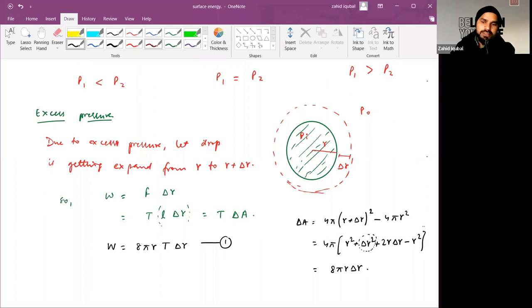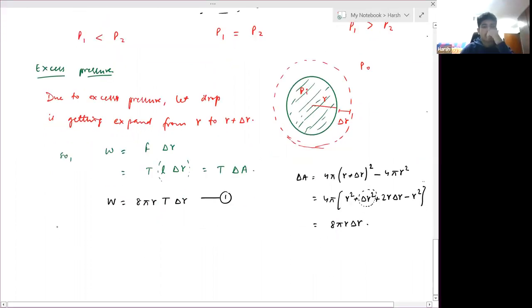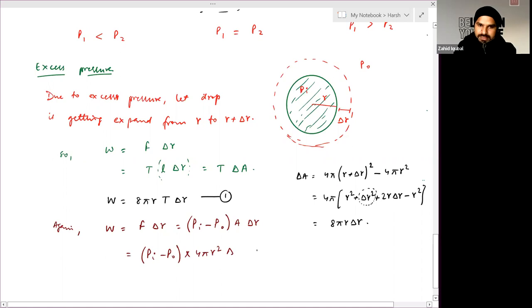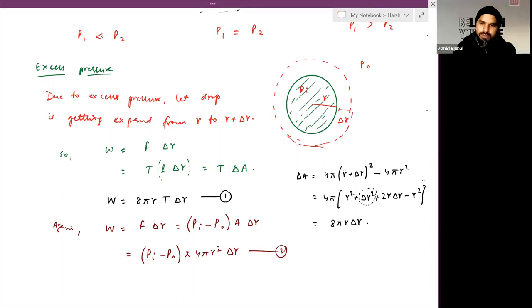Further, we can solve according to pressure. Again, we can write work done equals force times displacement. Force is equal to net pressure, so we have (Pi minus P naught), the net pressure, into area times delta r. The area of the sphere in this condition, initially, will be 4 pi r squared. So (Pi minus P naught) multiplied by 4 pi r squared times delta r. Let's say this is equation 2. Is it clear? Yes, sir.